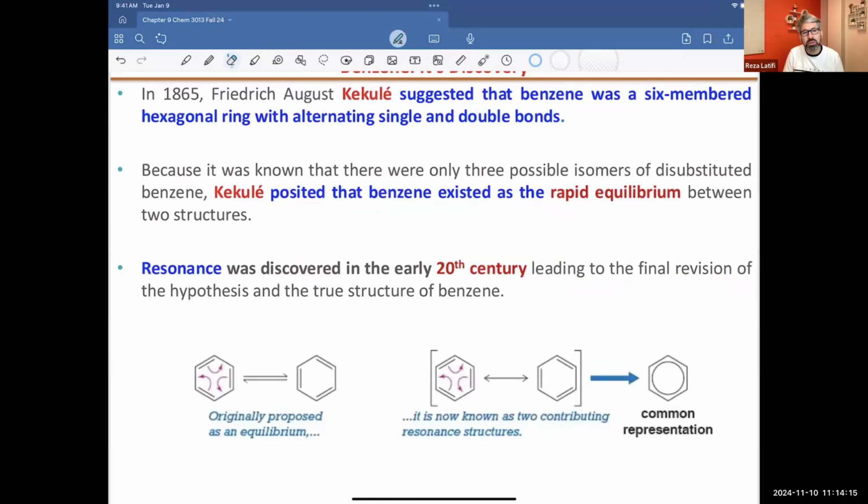So he said the benzene molecule is made of technically two molecules. We have an equilibrium between those two molecules. The only difference between them is the position of the double bond. For instance, the double bond is here, and next time we're going to move the double bond, and now it's going to show up there. So we have an equilibrium between two identical molecules, where the only difference between them, based on his hypothesis, was the position of the double bond.